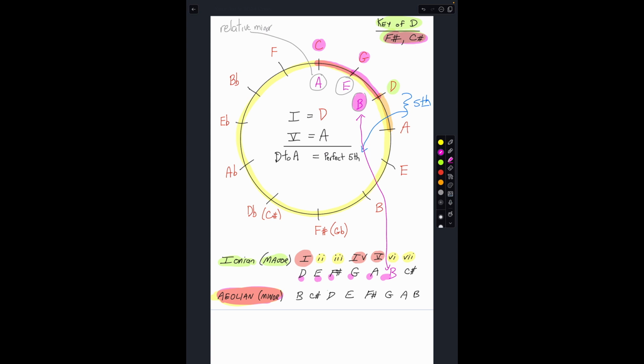Now, at the bottom here, that's what we're going to do. Now that I wrote out the Ionian or the major scale, D, E minor, F sharp minor, G, A, B minor, C sharp minor 7 flat 5.